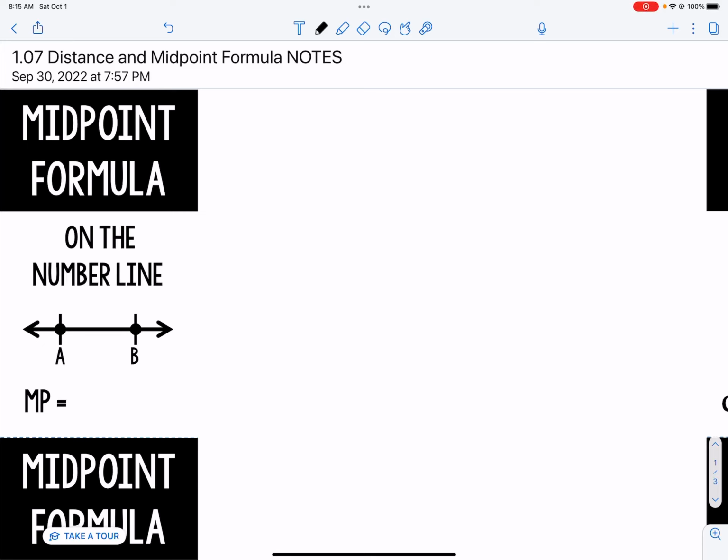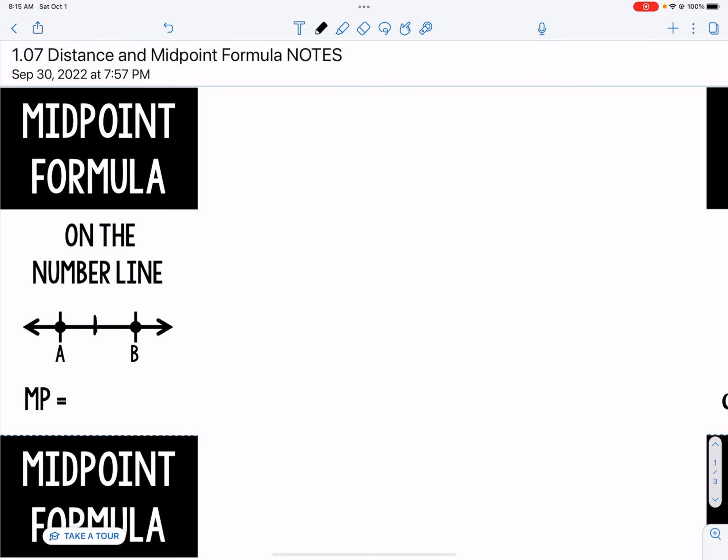Alright guys, welcome to 1.07 distance and midpoint formula, and today we're going to learn how to use the midpoint and the distance formula for both the number line and a coordinate plane. Starting off with the midpoint on the number line, the midpoint is the number between two numbers, perfectly in the middle of two numbers. So if there's A and B, the midpoint is going to be right in the middle of A, B.